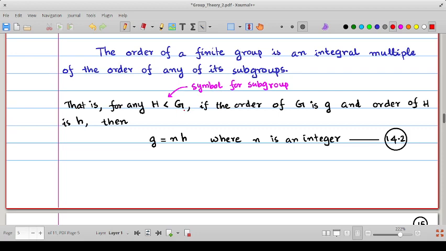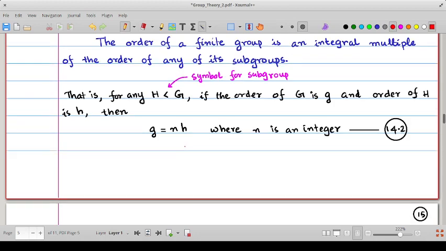It is easy to prove this, and for this we suppose H is a subgroup of the group G, and we also assume that the order of the group G is given by small letter g, and the order of H is given by small letter h. Then the theorem can be stated in the following way. g, which is the order of the group capital G, is equal to an integer n times small h, which is the order of the subgroup H.